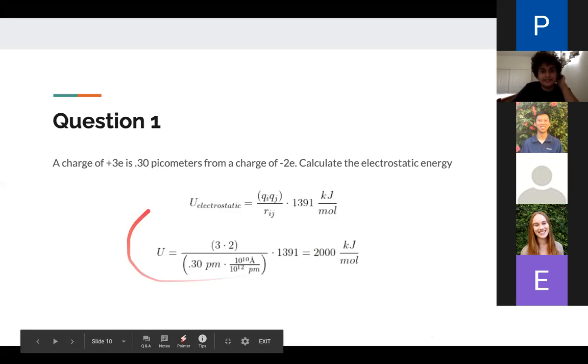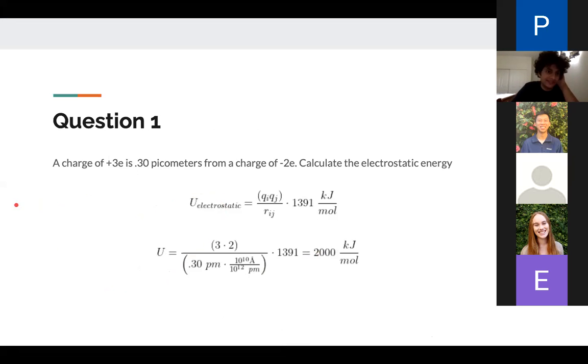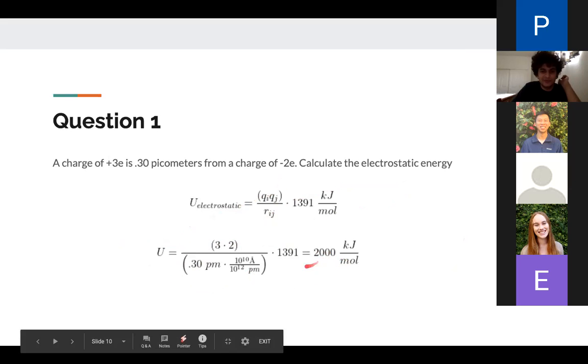Oh, and I guess the answer's already there. But first question, this is just going over Coulomb's law. Your charge of positive 3 e is 0.30 picometers apart from the other charge, negative 2 e. Calculate the electrostatic energy. You can see the math there. Just plug and chug. I know this should be negative since we have a negative charge here. That is my mistake. Negative 2,000 kilojoules per mole.